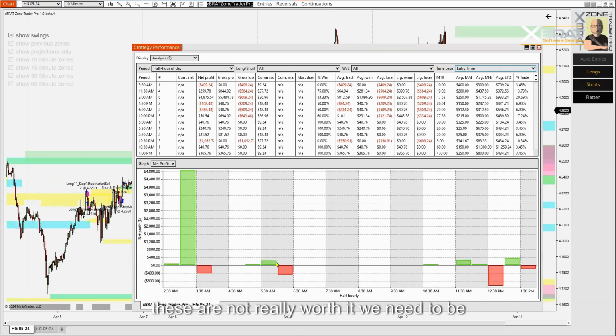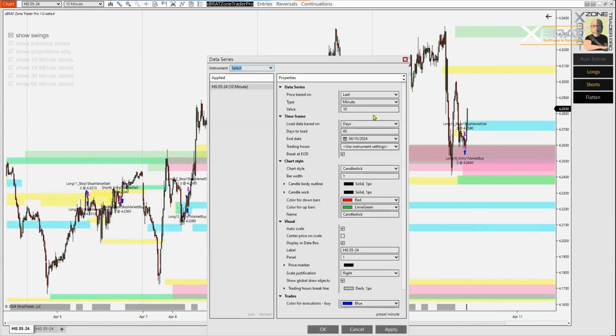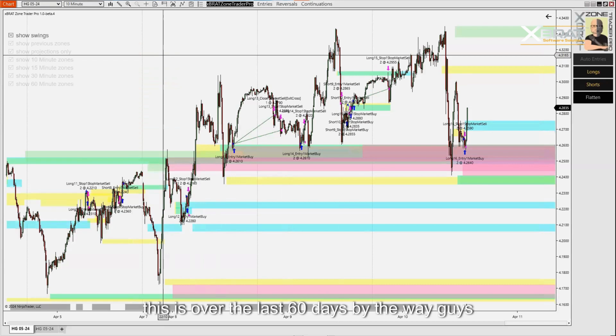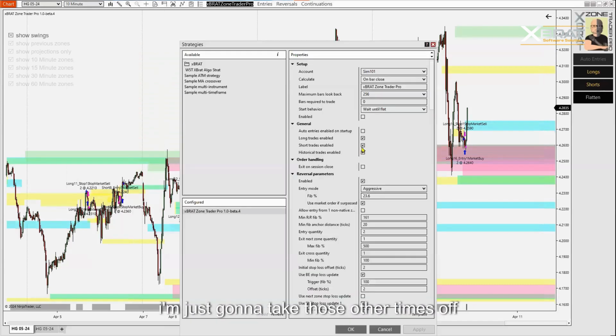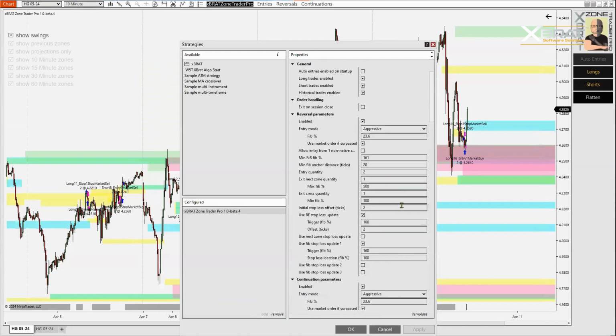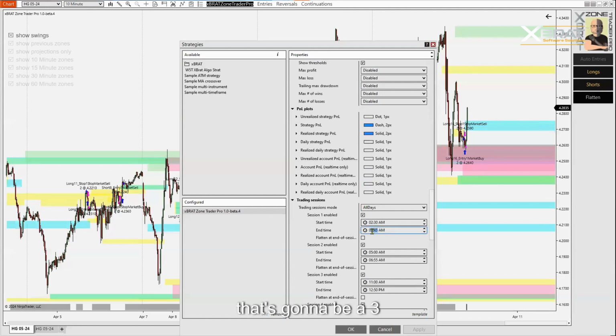These are not really worth it. We need to be in the sweet spot at this point. So I'm just going to have that one time slot to trade at the moment. This is over the last 60 days, by the way, guys. I'm just going to take those other times off. And that's going to be a 3:15. Take those other ones off for now.